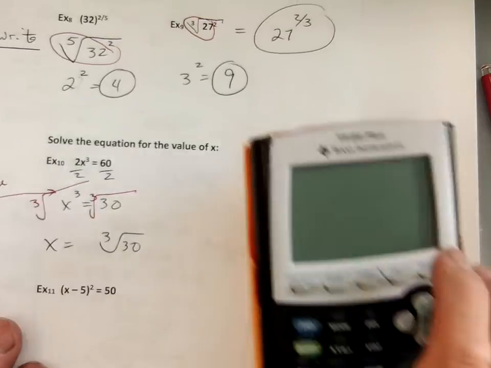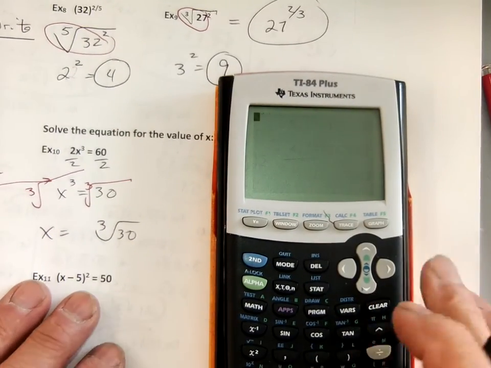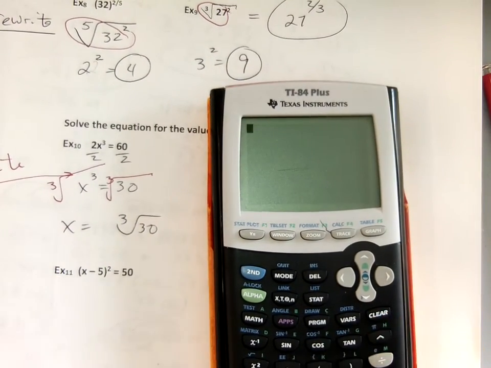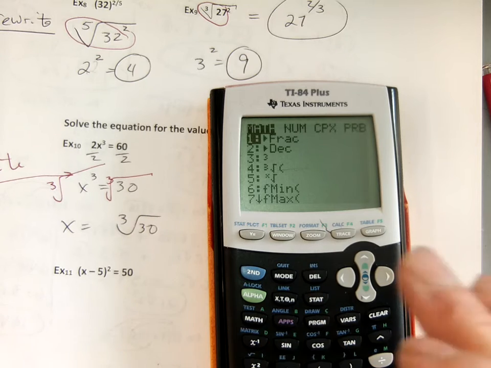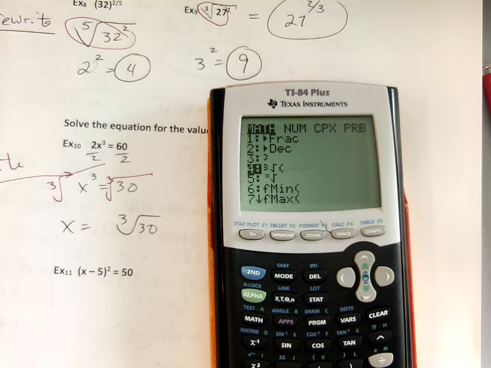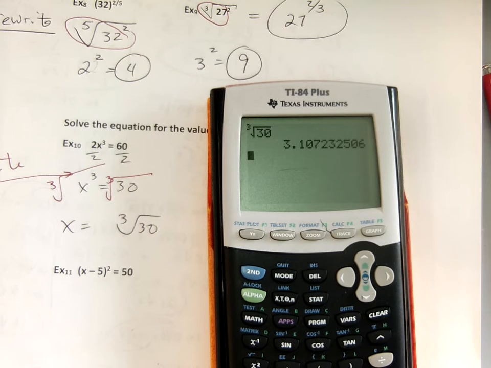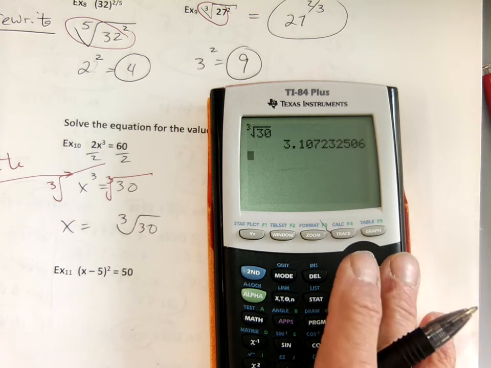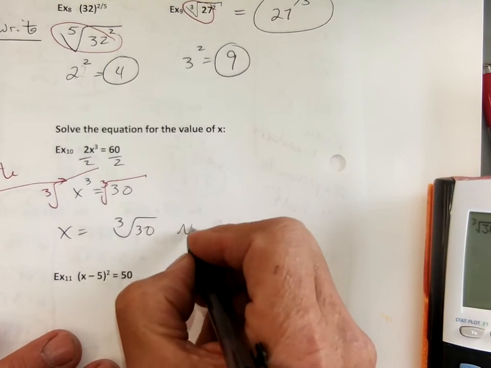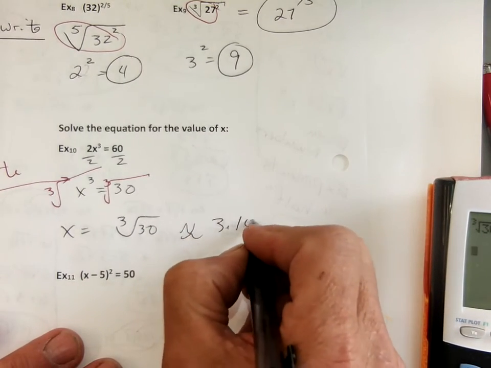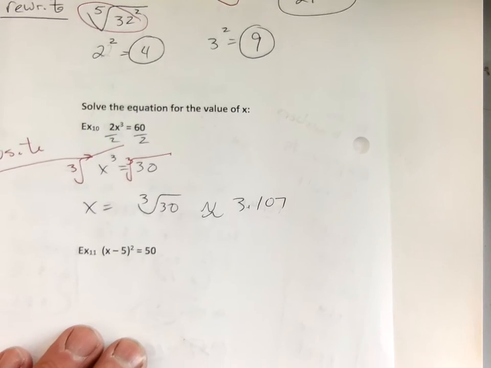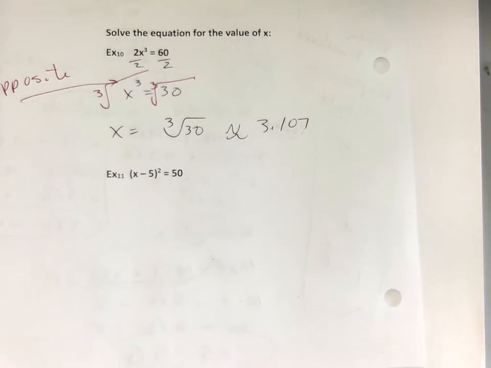I'll show you how I do it on my calculator. I go to math. My math button has a cube root. There it is. So if I want the cube root of 30, I get an answer of about 3.107, approximately equal to 3.107. Okay, cool. All right, example 11.